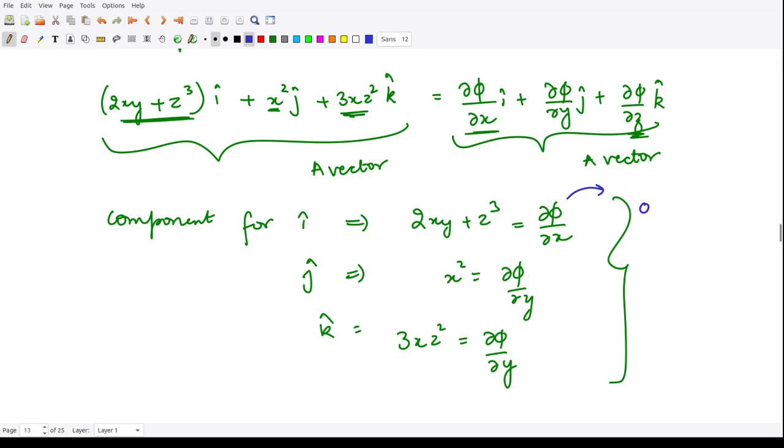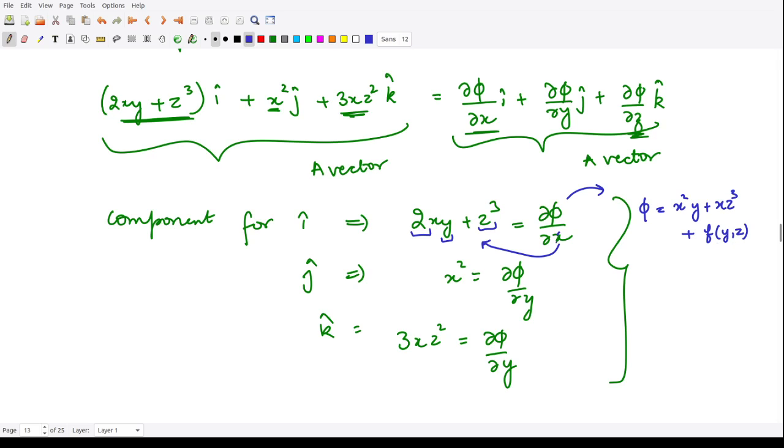Integrating this, you obtain the value of φ. Now you are integrating with respect to x, so that means you are keeping y and z as constants. So when you integrate with respect to x, you have x²y plus xz³. Why? Because the other factors are treated as constants, and moreover we have to write the constant of integration. Now the constant of integration would be some function of y and z.